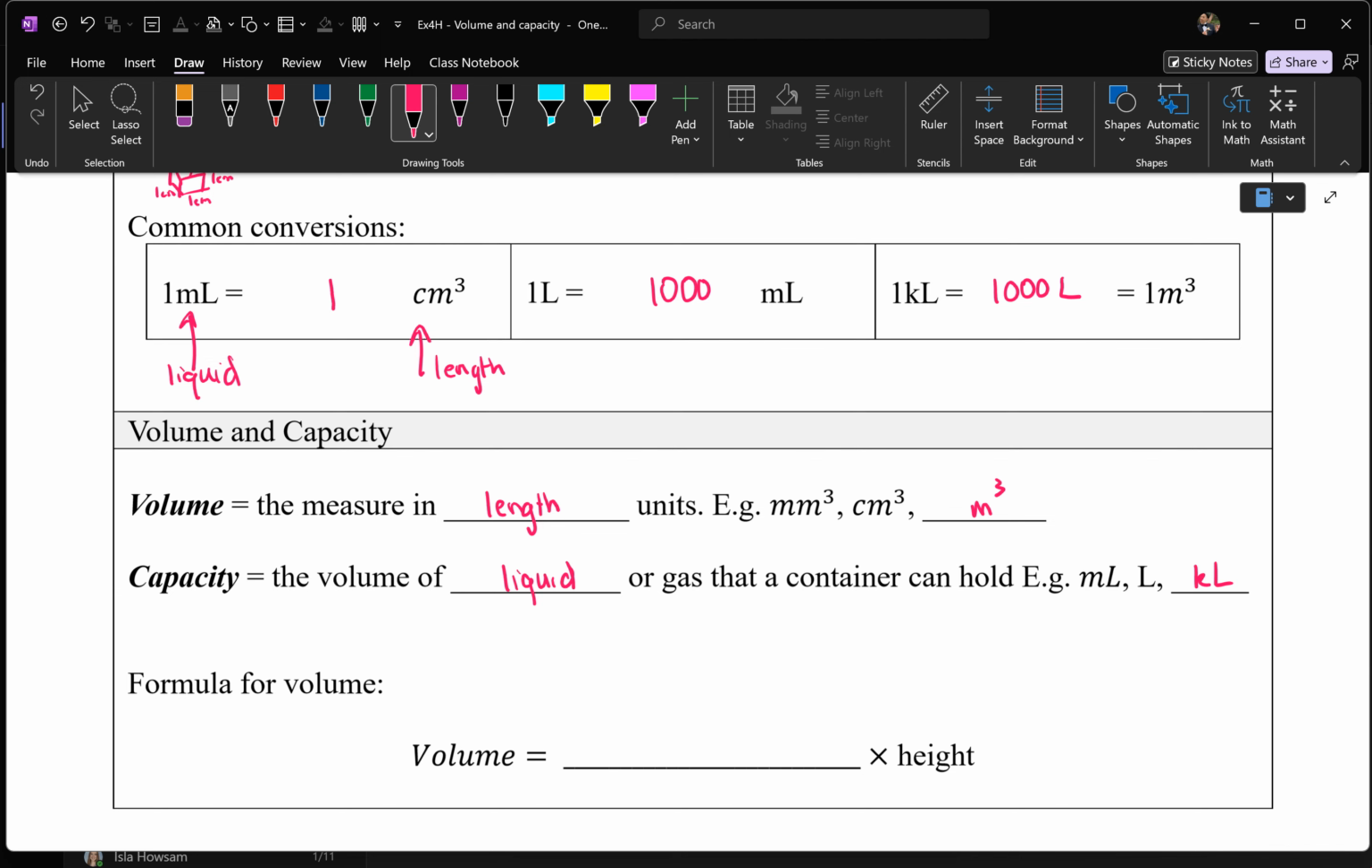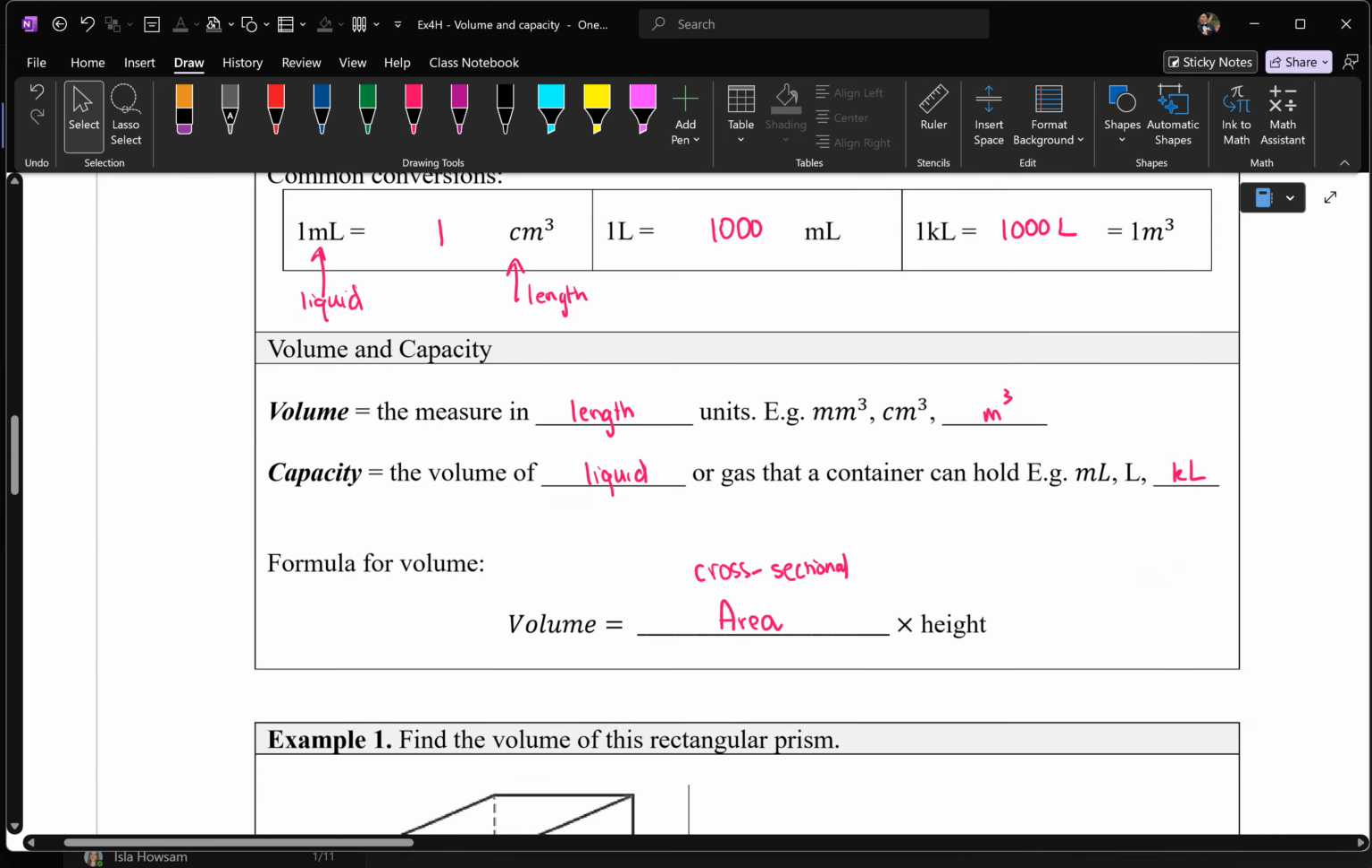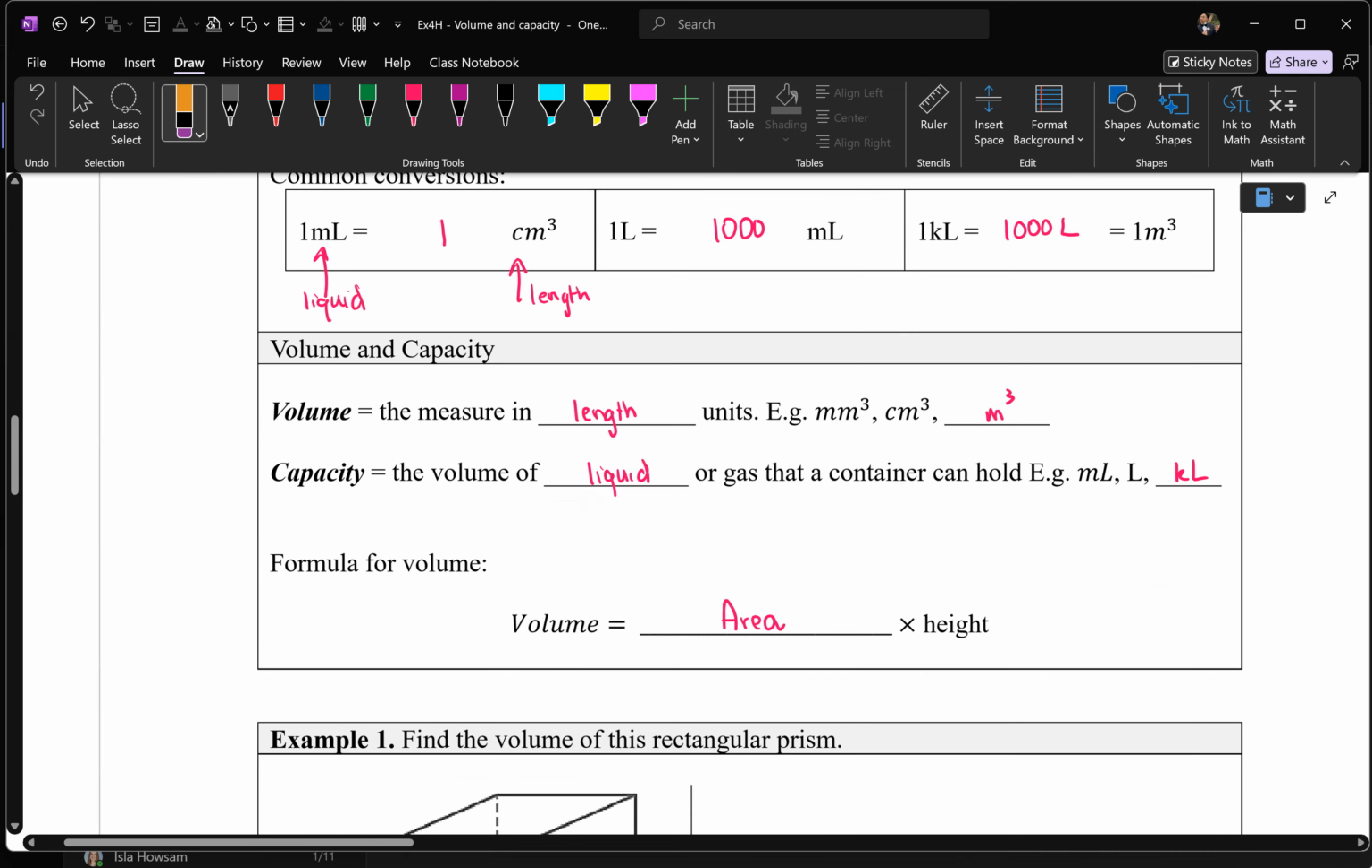So the formula for the volume has always been area times height. Technically, it's the cross-sectional area, but I'll just leave it there. Just think of it as area times height, okay? So maybe I'll just delete that so you don't get confused. But stick to area times height. That's how you find volume.